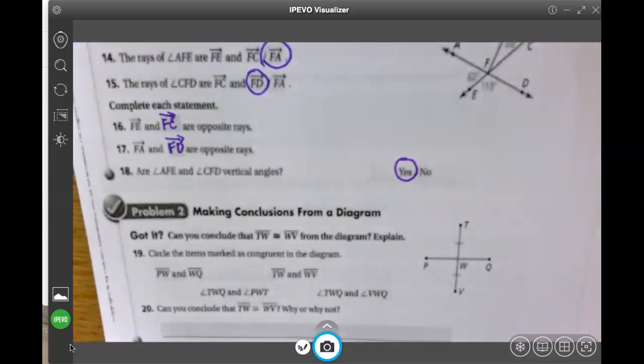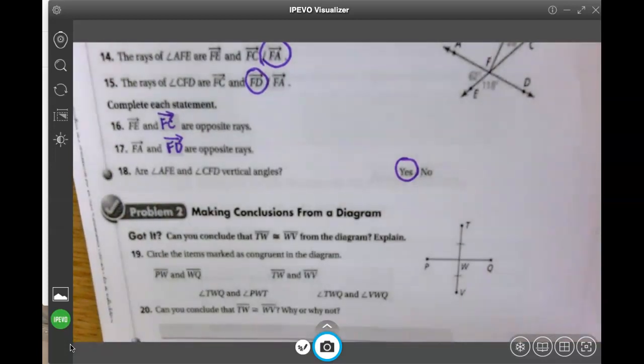All right, so we're going to make a conclusion from a diagram. Can you conclude that line segment TW is congruent to line segment WV from the diagram? So look at the diagram. Do you see line segment TW? Do you see line segment WV? Can you conclude that they're congruent to each other? Think about everything we've talked about. Can you conclude just by looking at the diagram that they're congruent to each other?